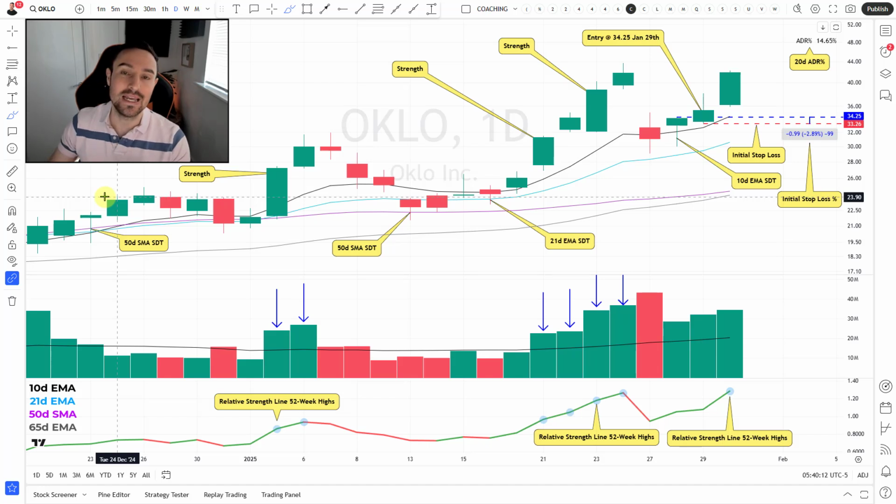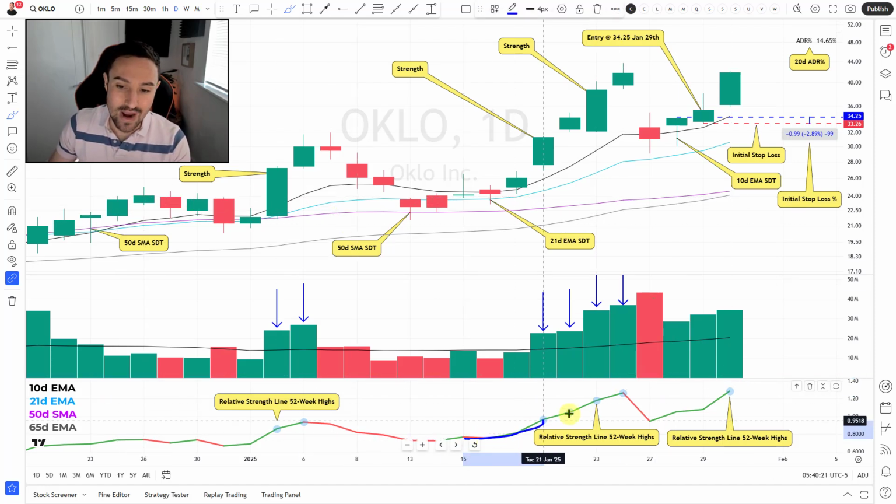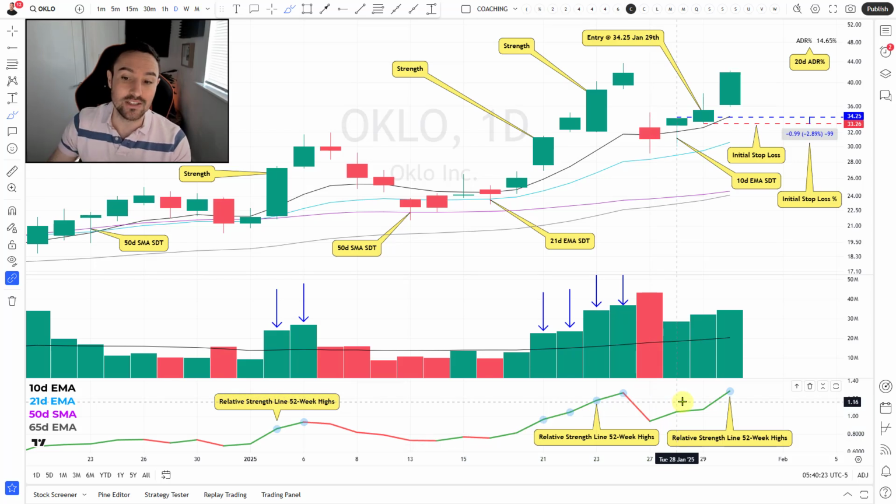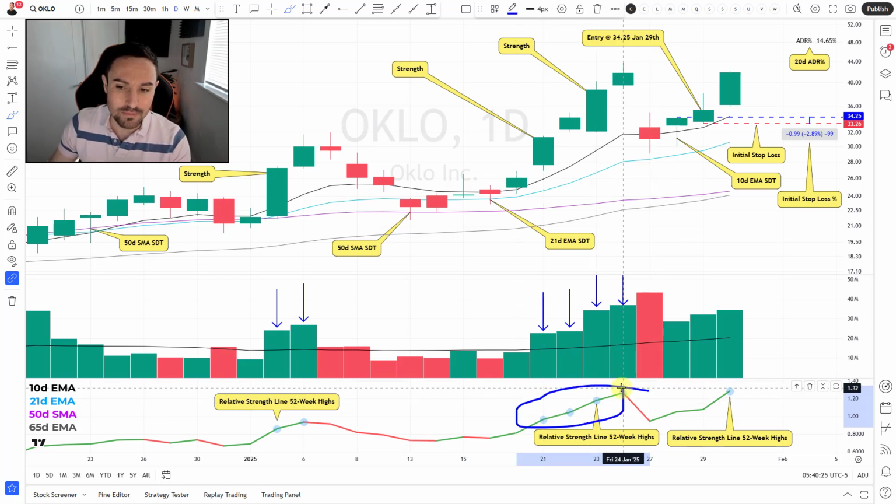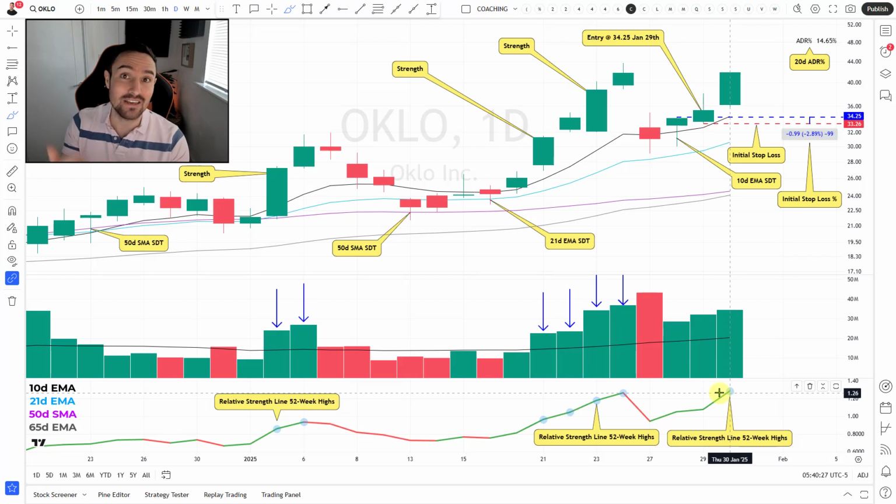Now, how do I know it's a leading stock? Well, in the prior video, I was teaching you about relative strength. I also have a free indicator on TradingView called the RS line, the relative strength line. I love trading stocks that are hitting these blue dots. What do these blue dots mean? It means the stock is hitting a 52-week high on the relative strength line versus, in this instance, the S&P 500.